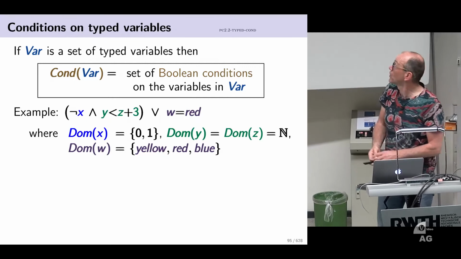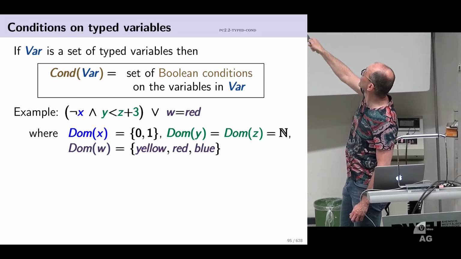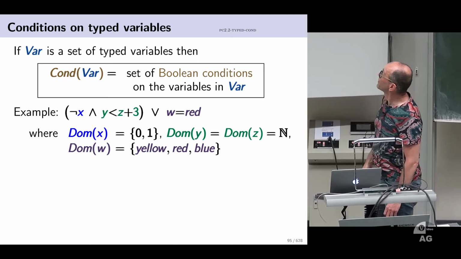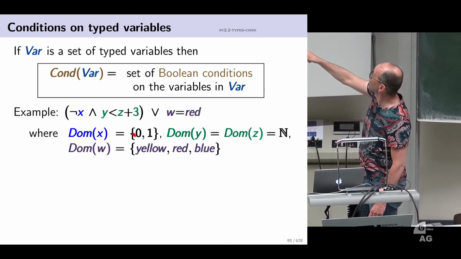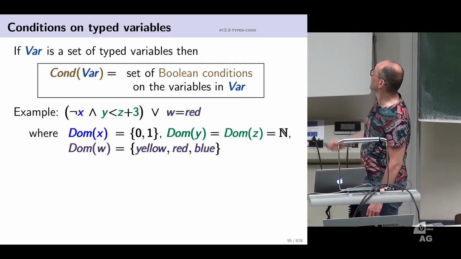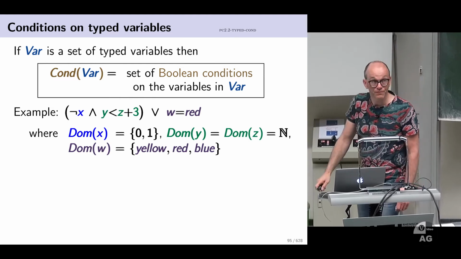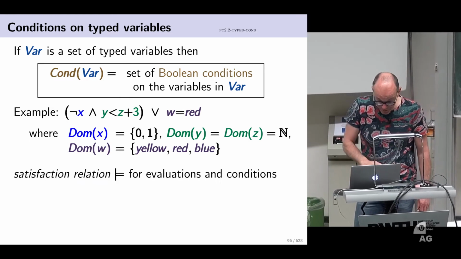So another example over here. Not x and y less than z plus 3 or w equals red. Suppose that x is a Boolean variable, so the domain is 0, 1. Y is an integer, so the domain is a natural number. The same holds for z. And w is a color. In this case, the color of a traffic light.